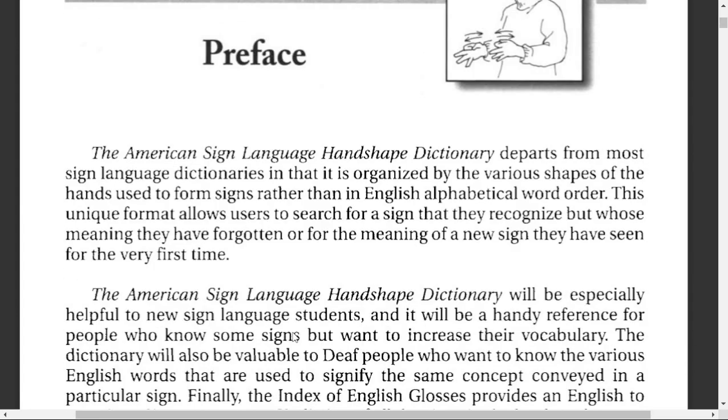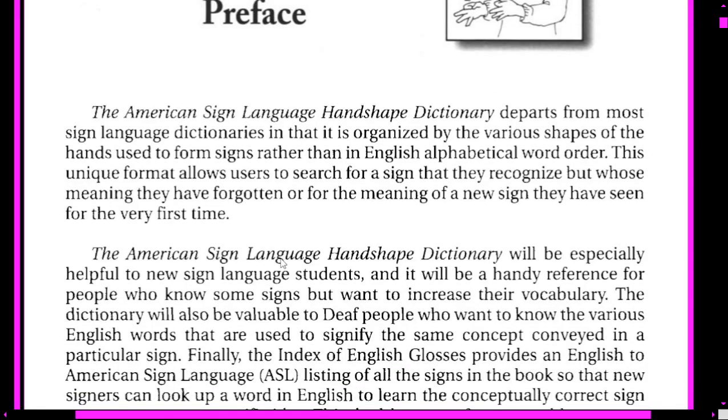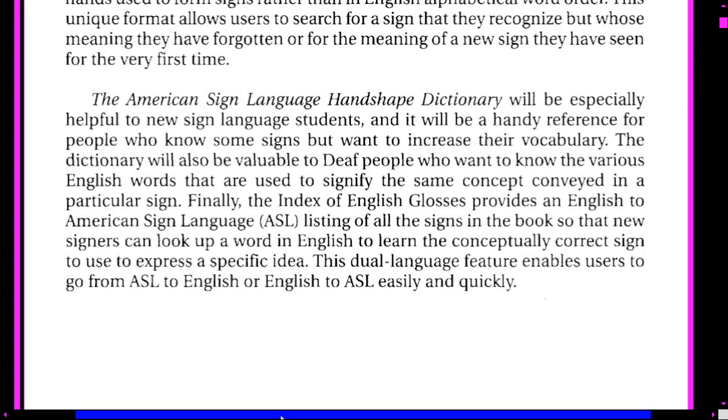And as a preface, we can see that the American Sign Language hand shape dictionary departs from most sign language dictionaries in that it is organized by the various shapes of the hands used to form sign language rather than English alphabetical order. This unique format allows users to search for signs that they recognize, for meanings they have forgotten, or for the meaning of new signs they have seen for the very first time. The dictionary will be especially helpful to new sign language students, and it will be a handy reference for people who know some signs but want to increase their vocabulary.